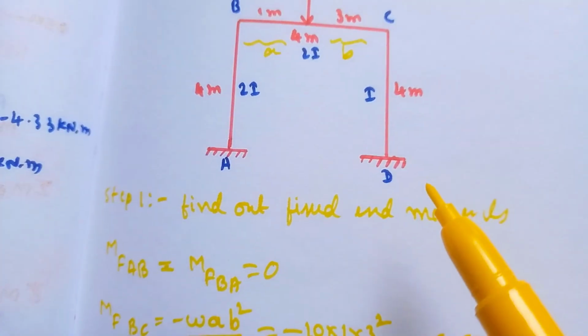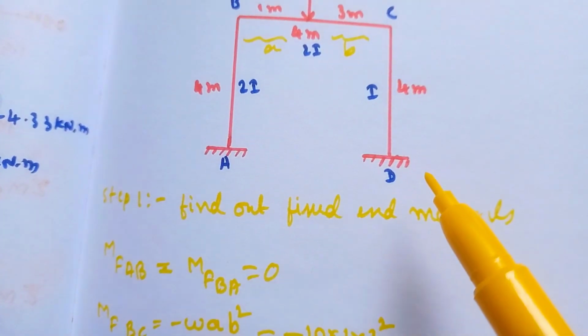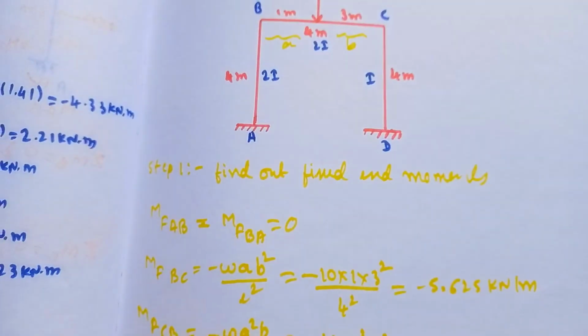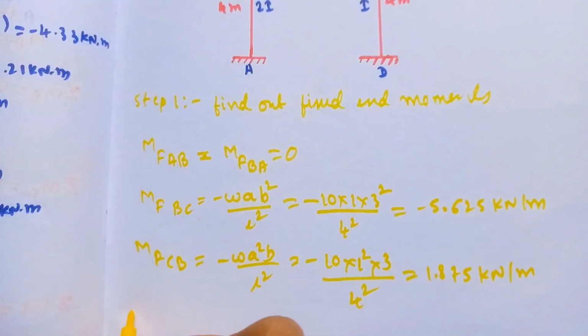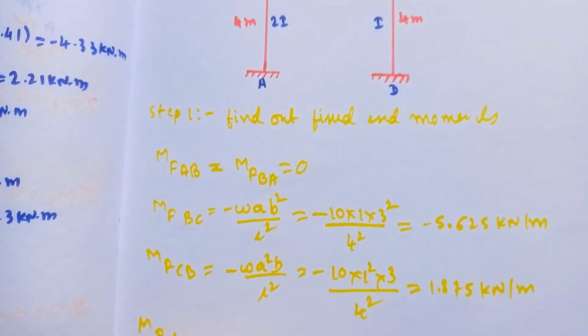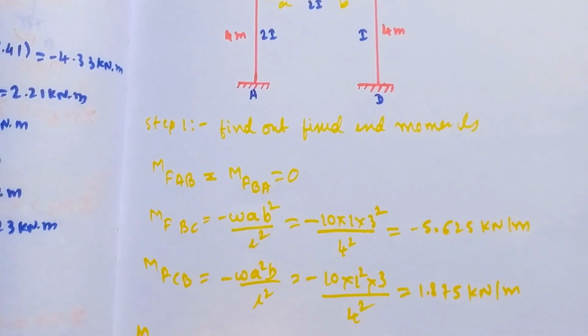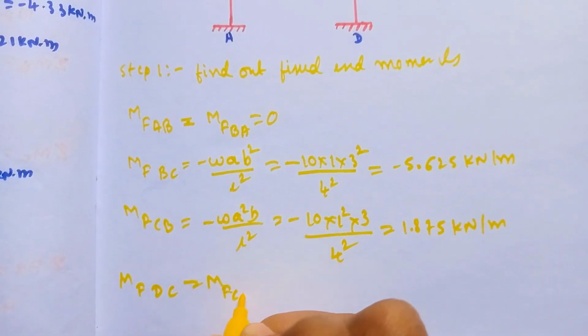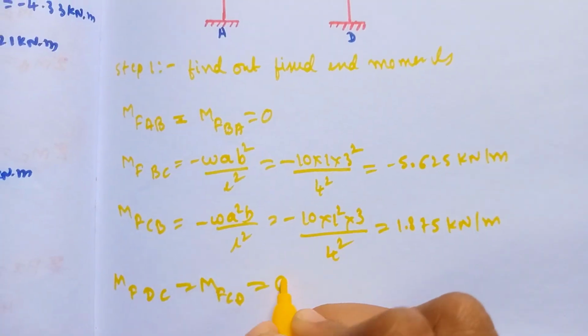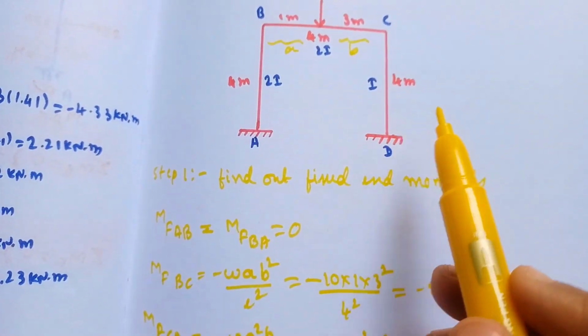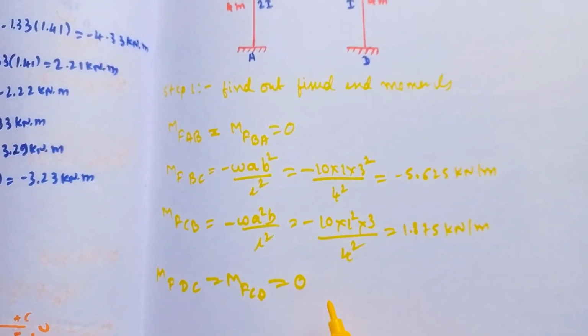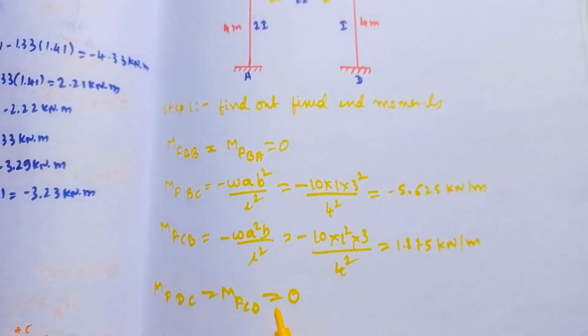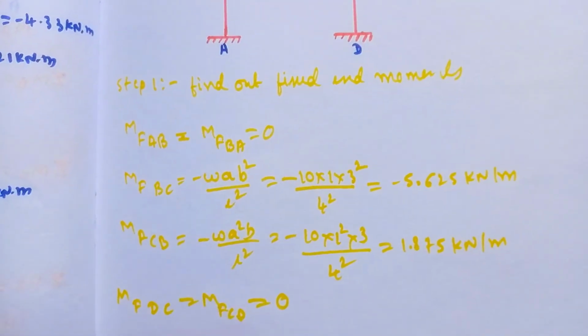Now for span DC we need to calculate. Here also the span CD is not having any load. For a span which is not having load, the fixed end moment for that span will be 0. So MF DC as well as MF CD is equal to 0 because the span is not carrying any load. So the fixed end moment for the span becomes 0. Here our first step is completed.